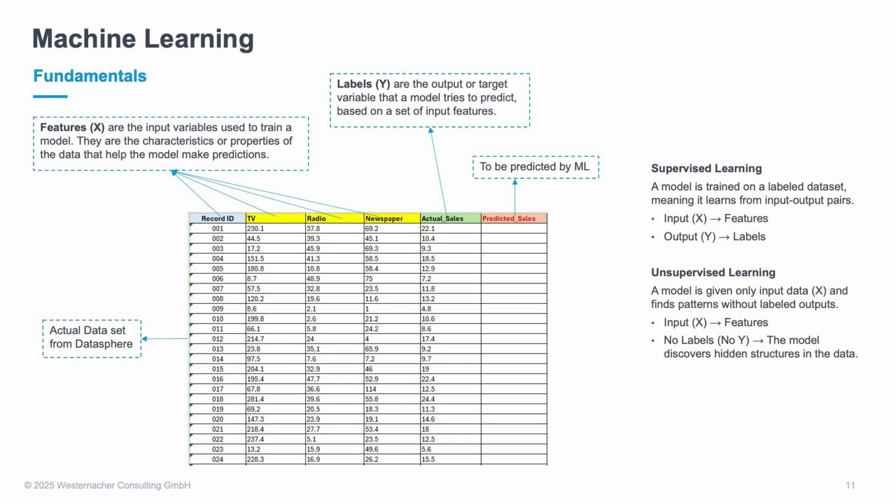In machine learning, there's something called supervised learning and unsupervised learning. In our case, we have supervised learning, where there is an input data set. TV, radio, newspaper are our inputs, and the label actual sales is the output. And the model is going to learn from this data set. Unsupervised learning is where a model is given only input data and finds patterns without labeled outputs.